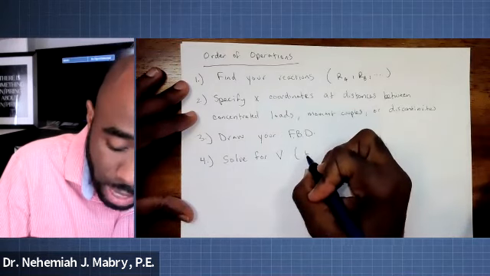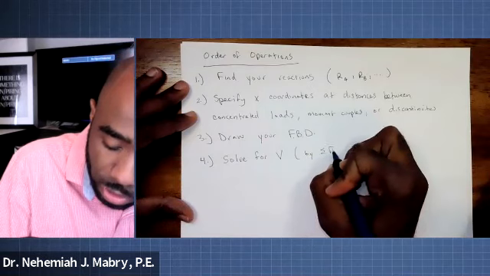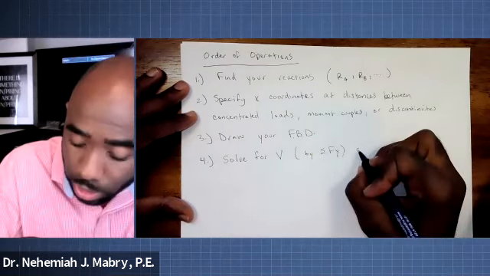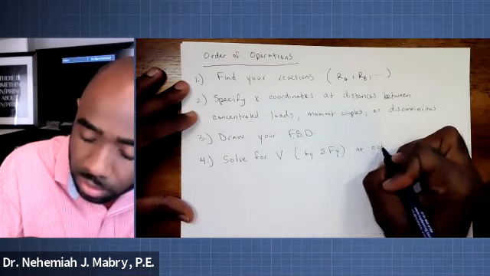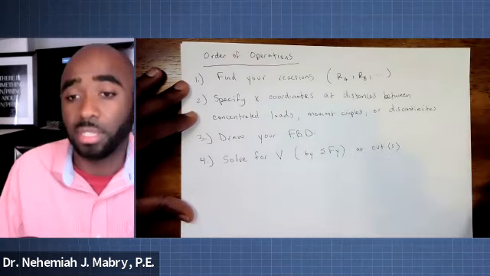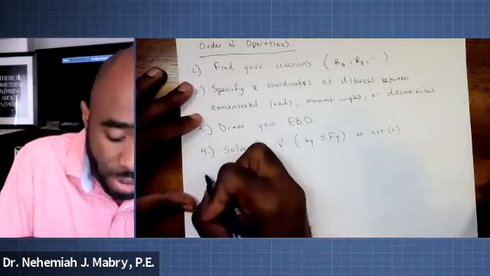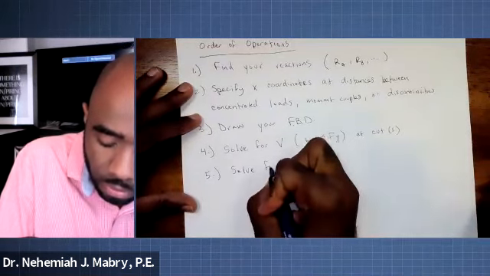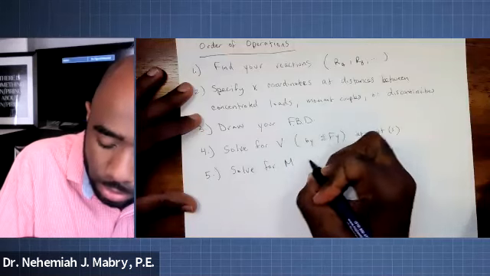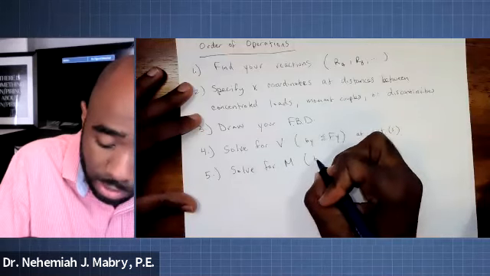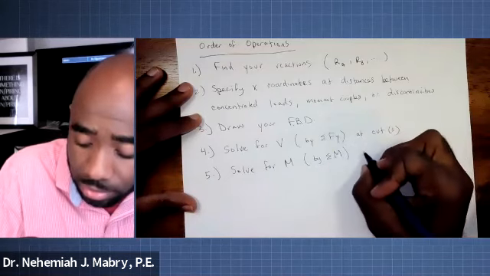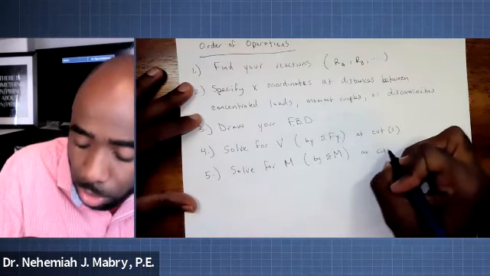And by doing that, you're going to be summing the forces in the Y direction. Solve for V, and I'll say at the cut. And then number 5, solve for M, your moment. By doing that, obviously, you're going to be summing the moments about the cut. You're summing the moment about the cut.